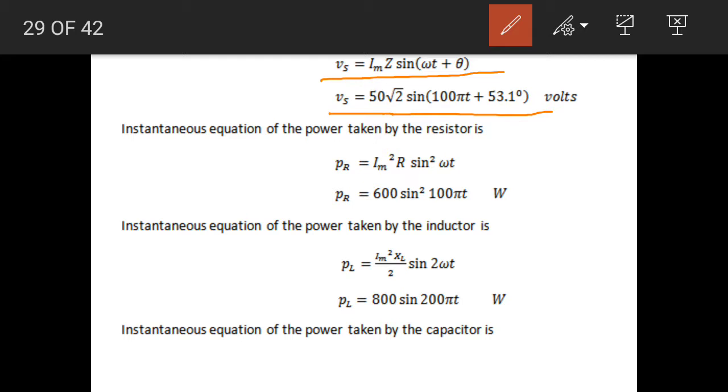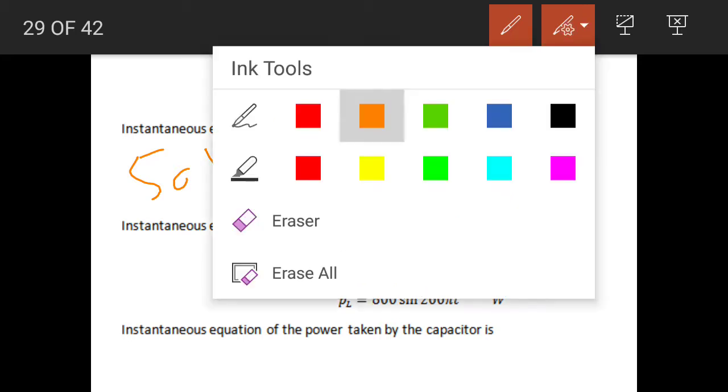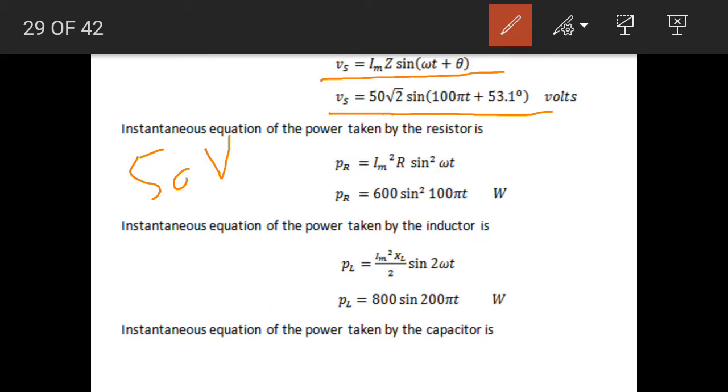The maximum value of this voltage is 50 under root 2. If we divide this maximum value by under root 2, we obtain the RMS value of the AC voltage source, that is 50 volt. We calculate the power taken by the resistor with the help of this particular equation.